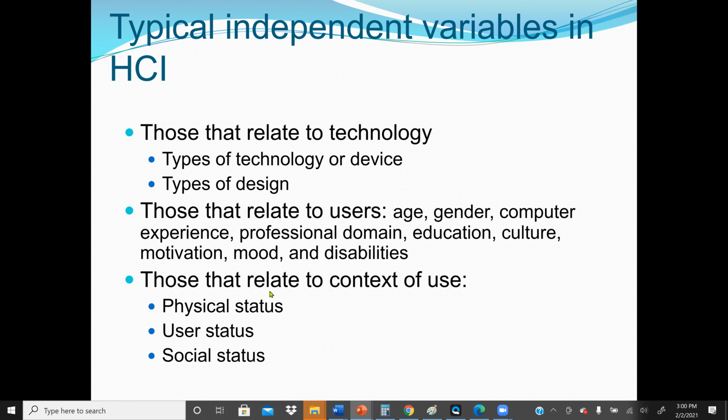And we also said those that are related to the context of use, we have a physical status. Physical status can be the person's age, actually the same as what we have here, the status of the person. And also maybe people that associate with him, maybe friends or family. We also have user status and also social status. It can be income, again, the rest.